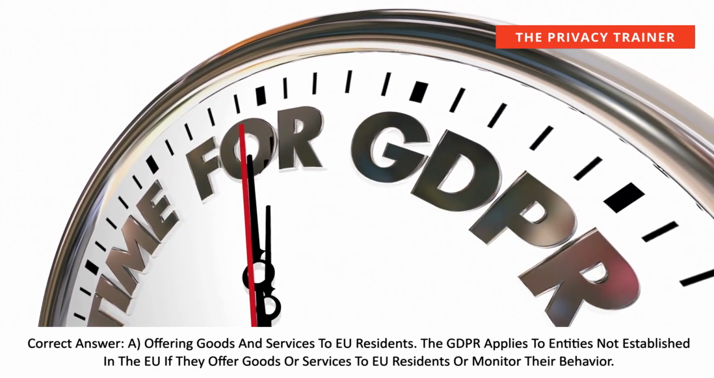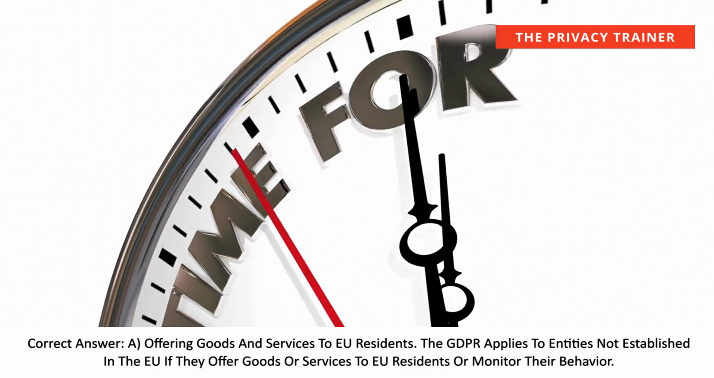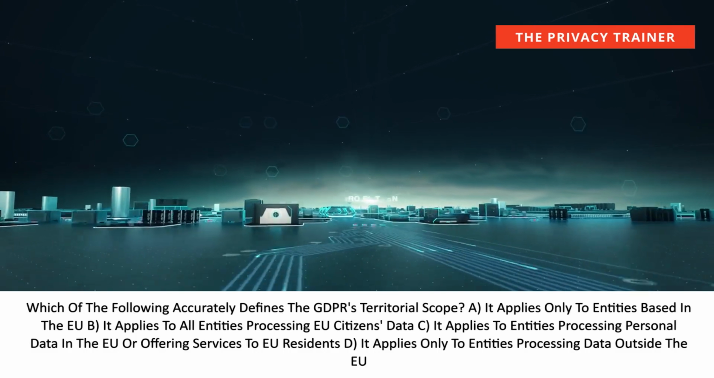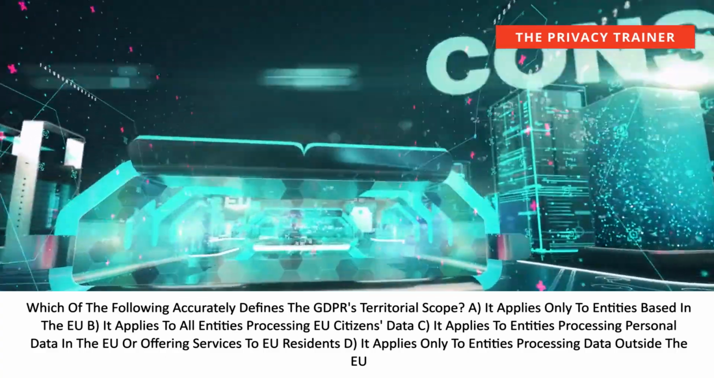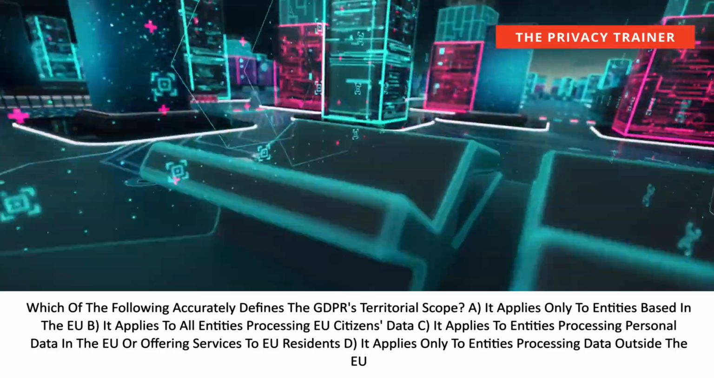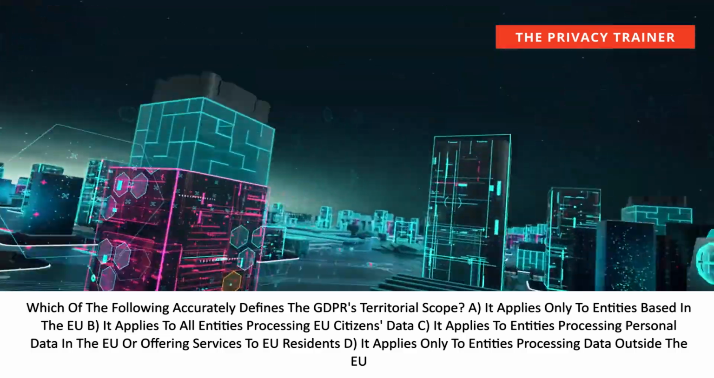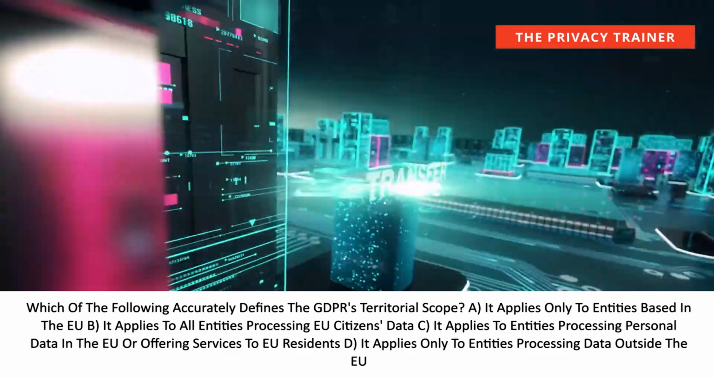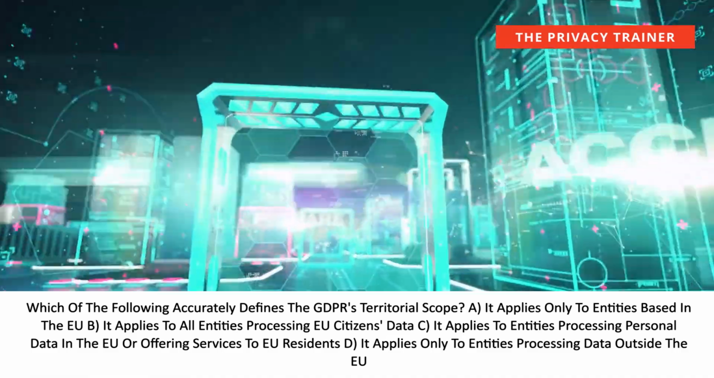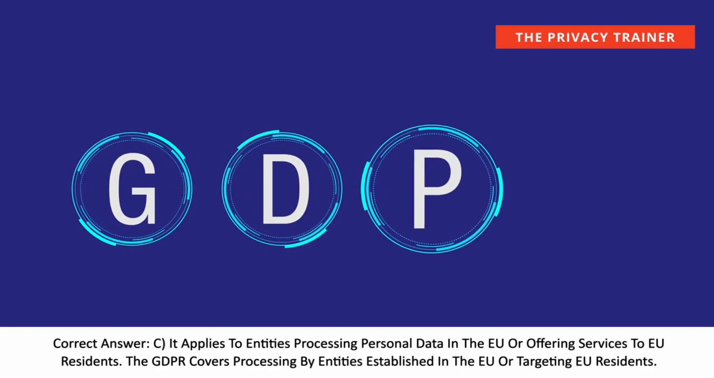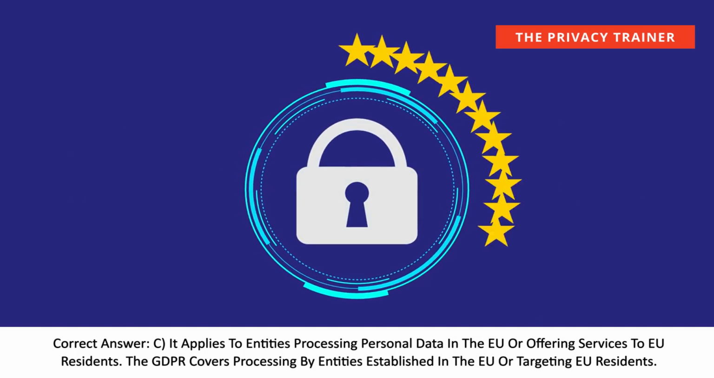The GDPR applies to entities not established in the EU if they offer goods or services to EU residents or monitor their behavior. Which of the following accurately defines the GDPR's territorial scope? A. It applies only to entities based in the EU. B. It applies to all entities processing EU citizens' data. C. It applies to entities processing personal data in the EU or offering services to EU residents. D. It applies only to entities processing data outside the EU. Correct answer: C. It applies to entities processing personal data in the EU or offering services to EU residents.